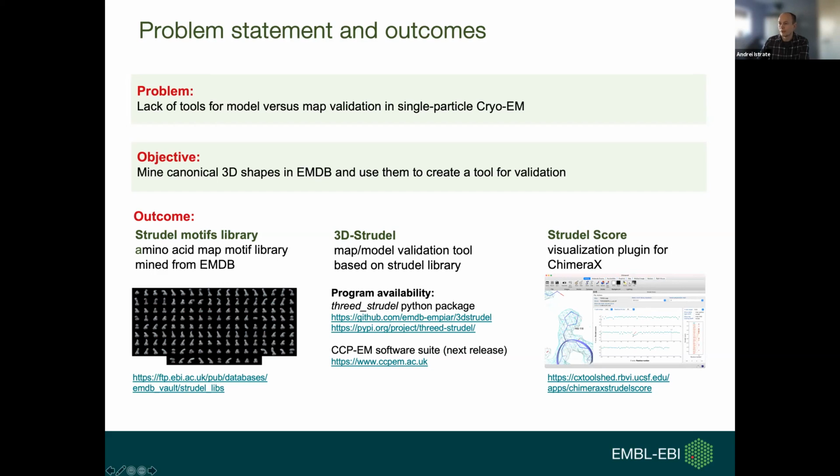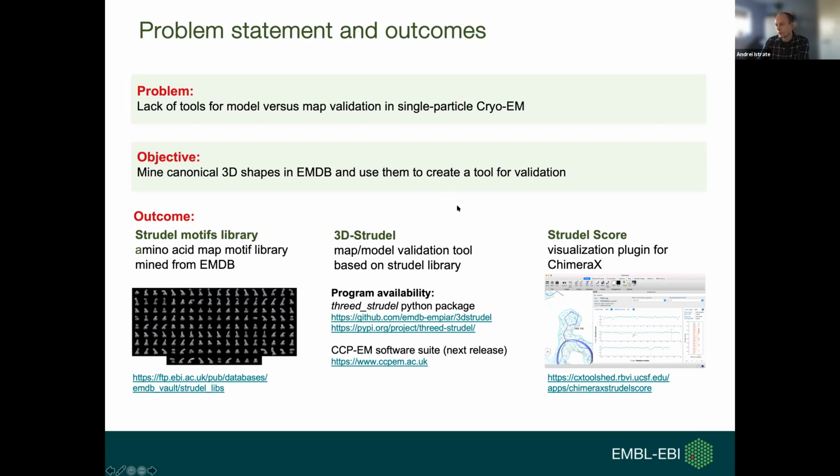Then based on this library, we developed a tool for local map model validation, which is available. It's called 3D Strudel. It's available from PyPI and GitHub, and also it's integrated in the CCP-EM software suite. It's not yet released, but I think it will be released probably next week. And then to help users visualize the results of this program, we also built a plugin for ChimeraX, which is very user-friendly and can be used for analysis of the validation results.